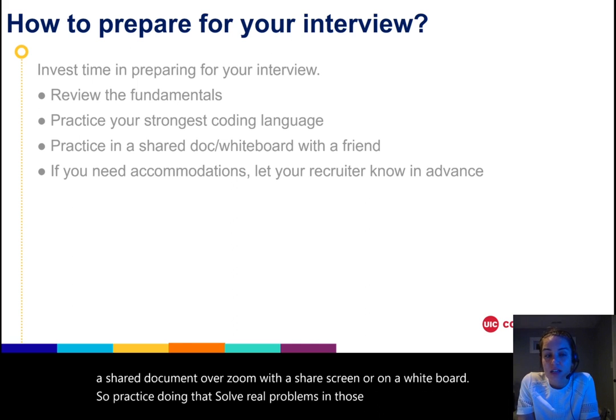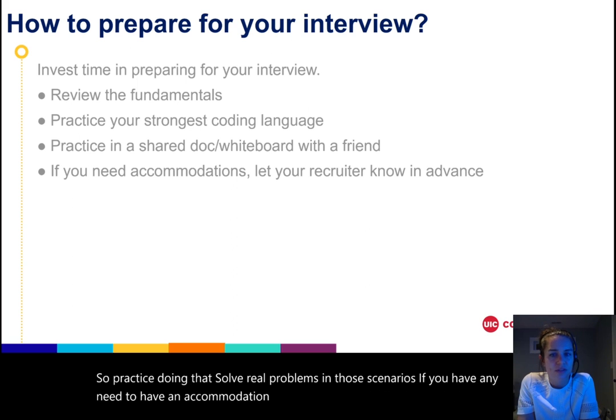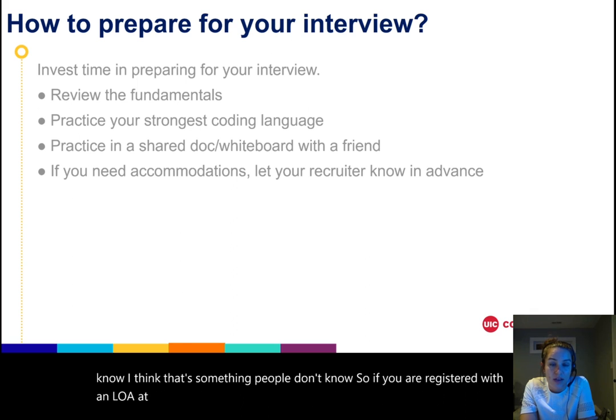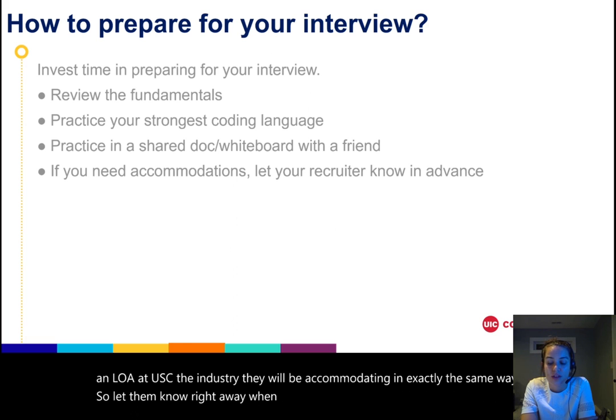If you have any need to have an accommodation during your interview, do definitely let your interviewer know. I think that's something people don't know. So if you are registered with an LOA at UIC, in industry they will be accommodating in exactly the same way. So let them know right away when the recruiter contacts you, so that the people interviewing you can accommodate that as well.